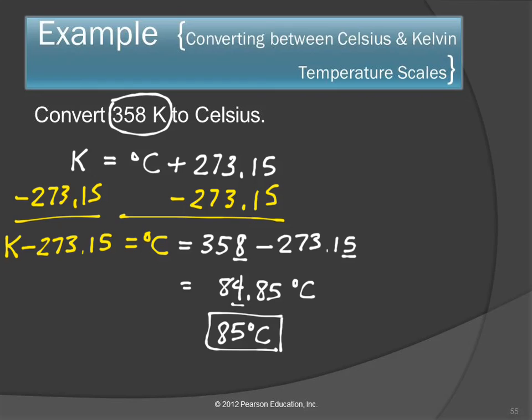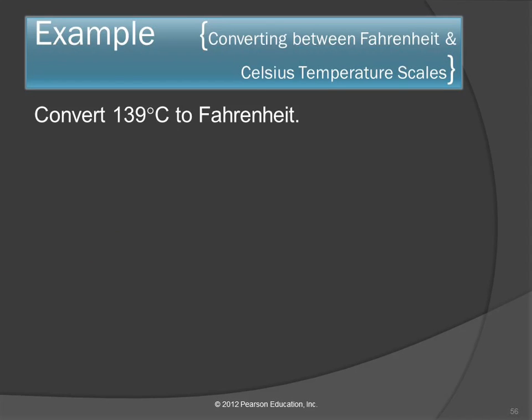Let's do another one. Convert Celsius to Fahrenheit. Can't even read today. 139 degrees Celsius. There's the number. Well, what equations do we have available? We've got that Kelvin equals Celsius plus 273. That's not going to help.